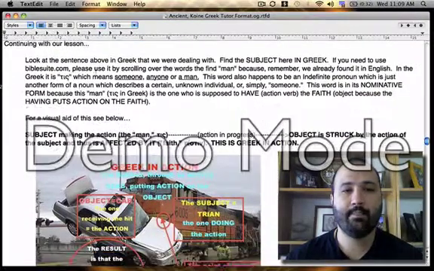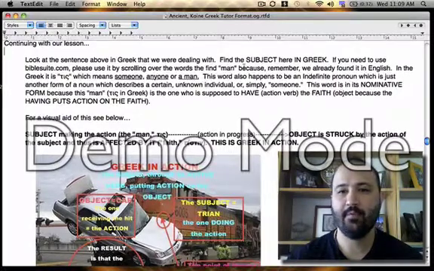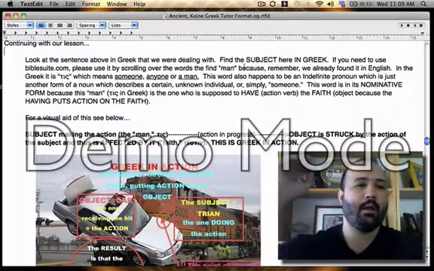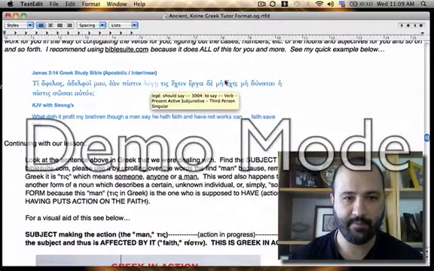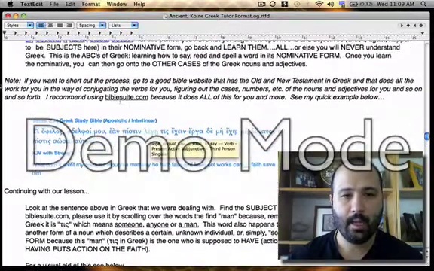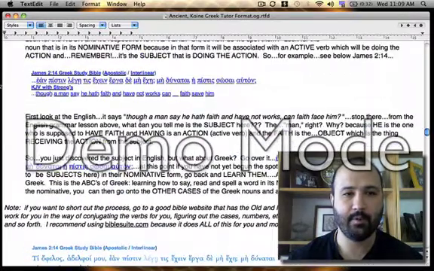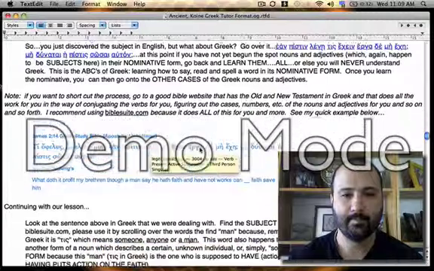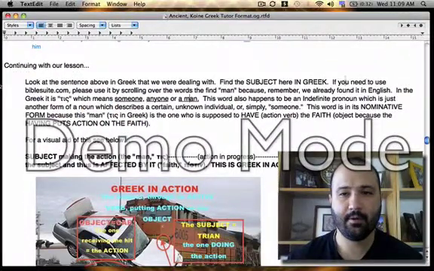So look at the sentence above in Greek that we are dealing with. Find the subject here in Greek. If you need to use BibleSuite.com or Bible Hub, please use it by scrolling over the words and find man, which is what we did above here. Here it is here, tis. This is the same text we went over here.